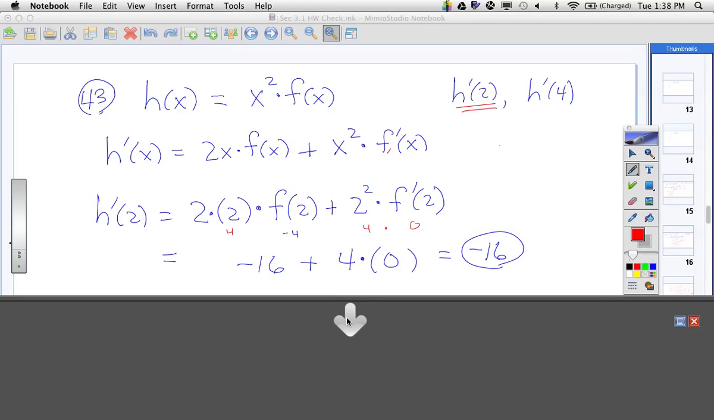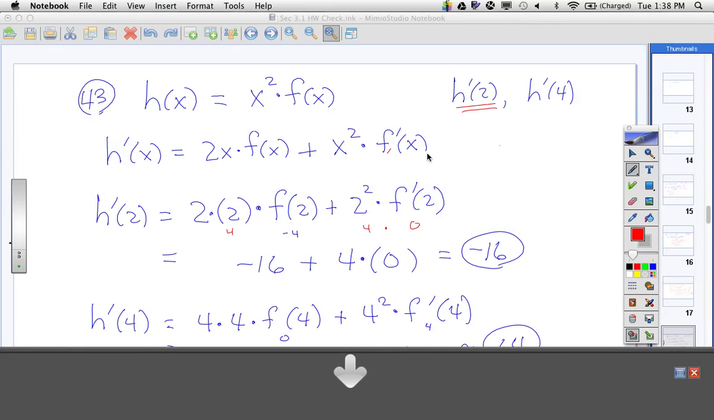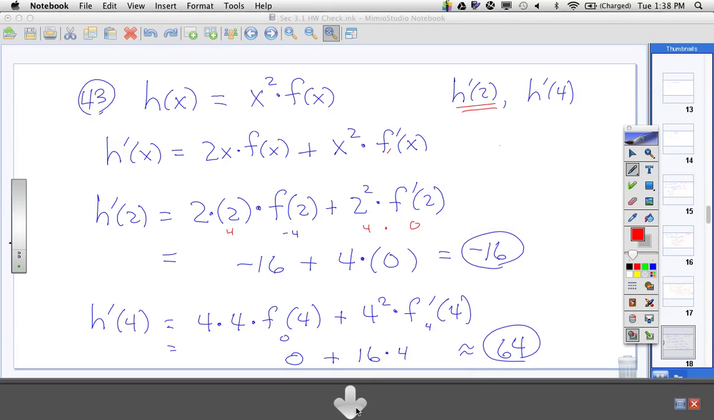And then they wanted H prime of 4. So we just take our H prime of x again, and we just put 4's everywhere. 4 times 4 is 16. F of 4 actually is 0, it crosses the x-axis there, so that whole thing turns to 0. 4 squared is 16, and the slope at 4, in the other class we came up with 4. Seemed reasonable. You might have got something a little different than that, which is okay. I mean, it said estimate, right? So 16 times 4 is 64, but you might have been off a little bit, depending on what your slope was, but it has to be in the ballpark. All right, so that's 43.